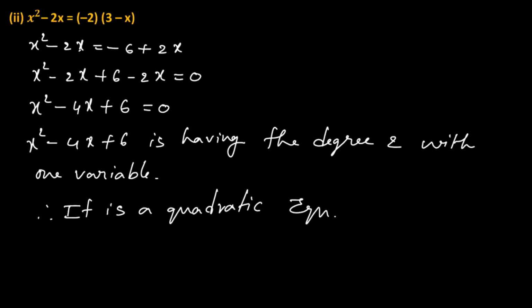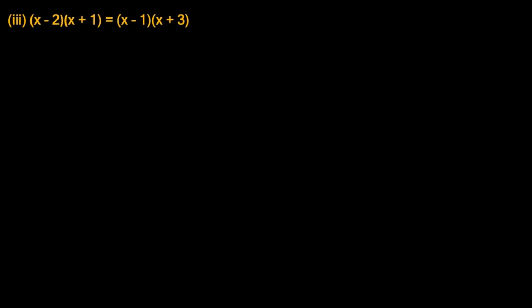Let's go to the next problem. (x minus 2) into (x plus 1) is equal to (x minus 1) into (x plus 3). Let us simplify this. x with both the terms and minus 2 with both the terms. x into x, x square, minus 2 into x, minus 2x. Again, x into 1 is plus x. Minus 2 into 1 is minus 2, is equal to x into x, x square. Then x into 3 is plus 3x, minus 1 into x is minus x, minus 1 into 3 is minus 3.